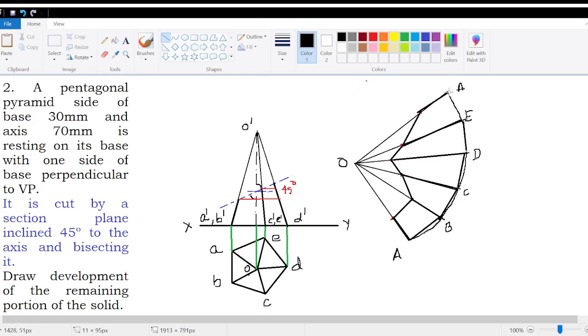Now, apart from this, you have to do the dimensions, all the dimensions given in the question. That also you have to mark. So you can show 30 over here. The dimension is side is 30. This height has to be shown as 70. And on the right top, you have to write scale 1:1. Okay. So this gives the development of a pentagonal pyramid.